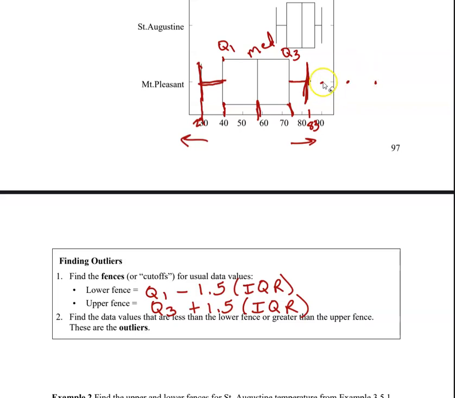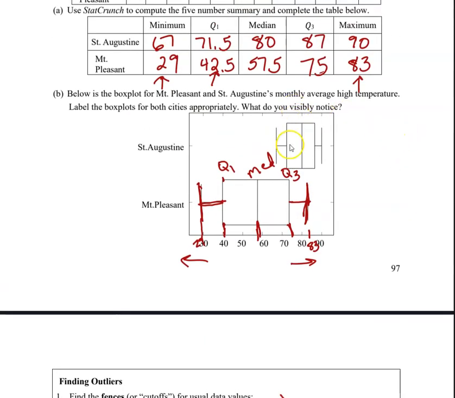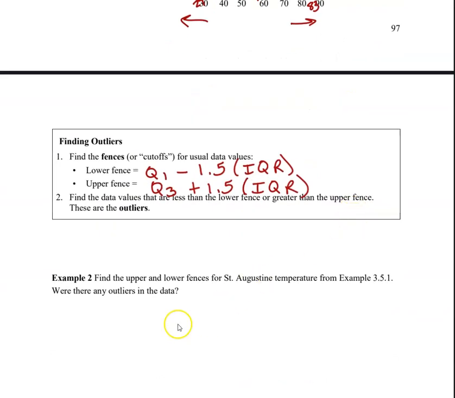Now, in this particular data set, I don't think I had any outliers. In fact, the graphs generated from StatCrunch didn't have any dots for either city, which means there weren't any outliers. So example 2 says, find the upper and lower fences for St. Augustine from the previous example.